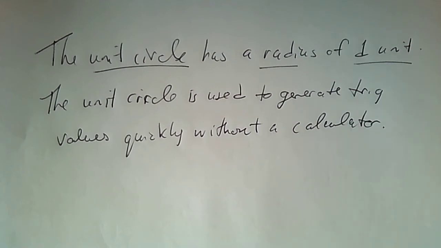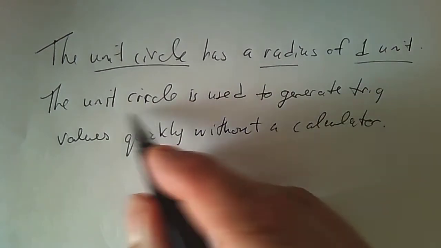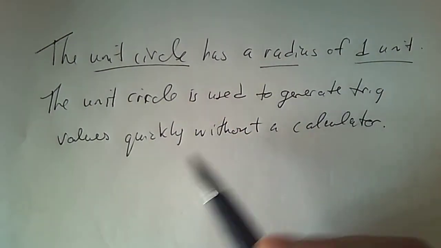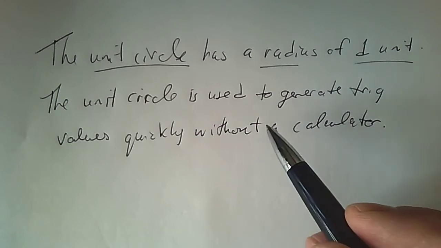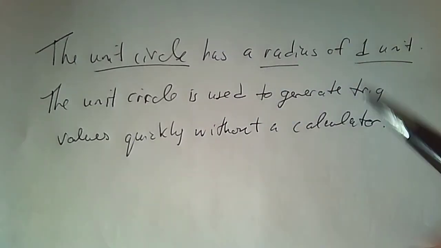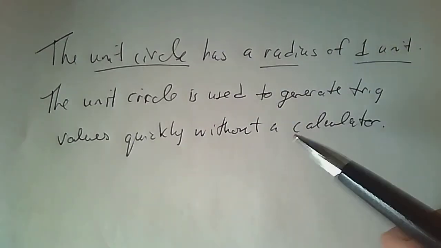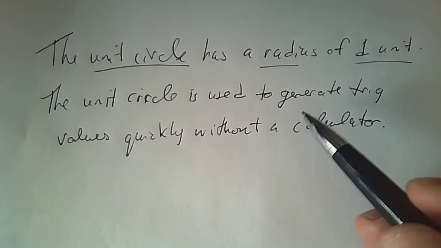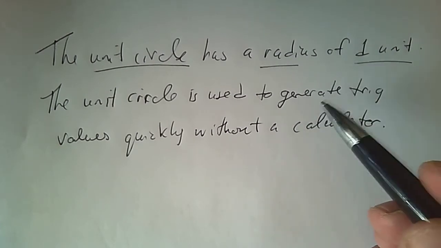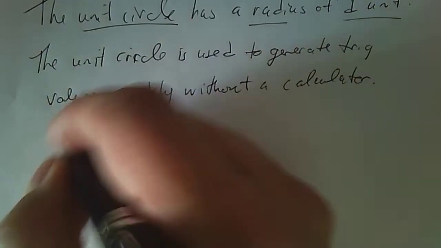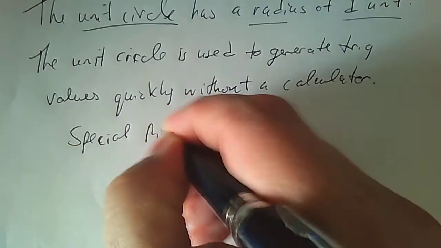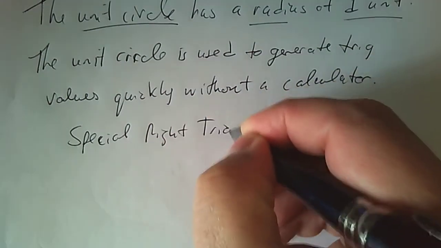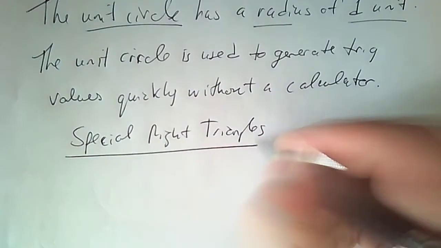Why do we need it? If we don't have a calculator, a unit circle is used to generate trig values quickly without a calculator. So what is it? It's a circle that has a radius of 1. Why do we need it? It's used to generate trig values quickly without a calculator. Now, in order for us to understand the unit circle, we need to understand and repeat about 2 special right triangles. Then I'm going to go to the paper that was uploaded.